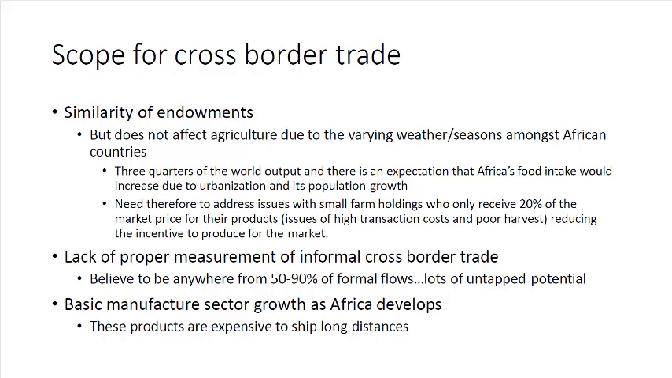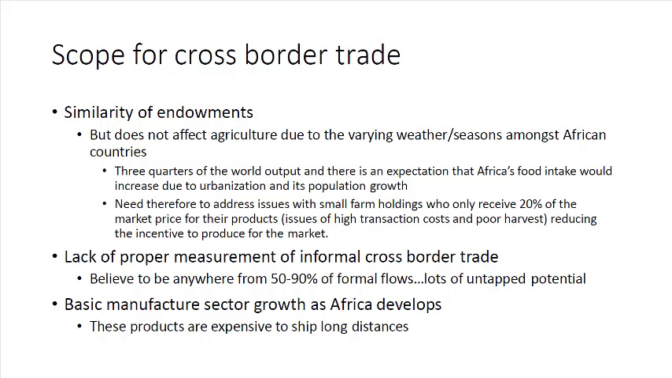So what is our scope for cross-border trade? Is there potential? Can we actually create cross-border trade? So in the first sense, we have similarity of endowments. So what is similarity of endowments? How is that going to help us if we have similar endowments? Well, in terms of agricultural goods, we have varying weather and seasons among African countries. So growing food at different times of the year in different ways is not going to really hamper each other. Having similar endowments also allows us to team up and work together to have a production for the rest of the world in the sense that we're working together.